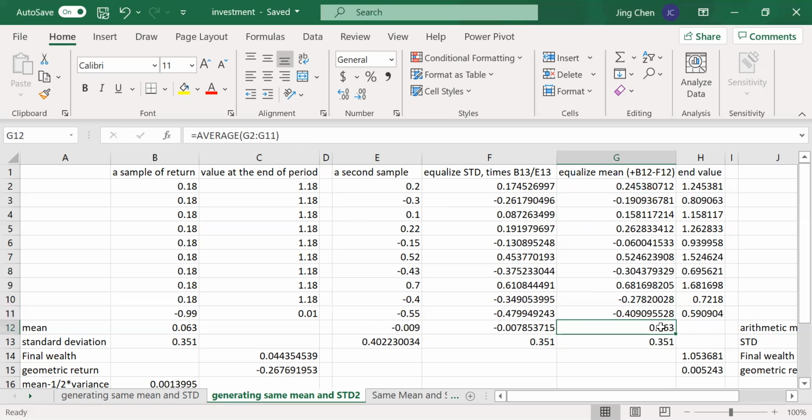And now let's check the final wealth. You see, very different, right? The first one is still 4 cents. The second one is a little bit higher than $1. But by geometric return, we can distinguish them very easily, right? The first one is almost negative 27%. The second one is about 0. So we can see their difference very easily.